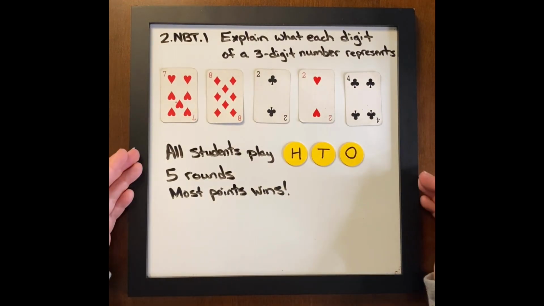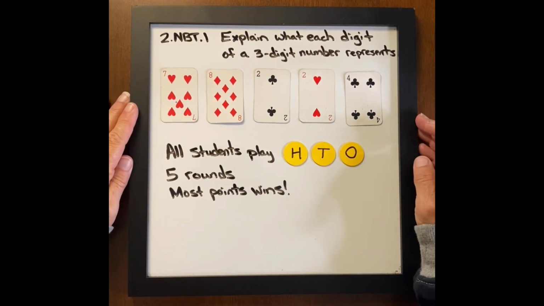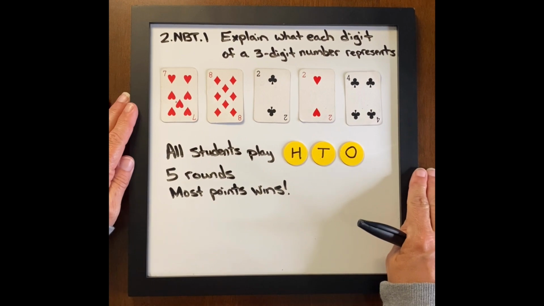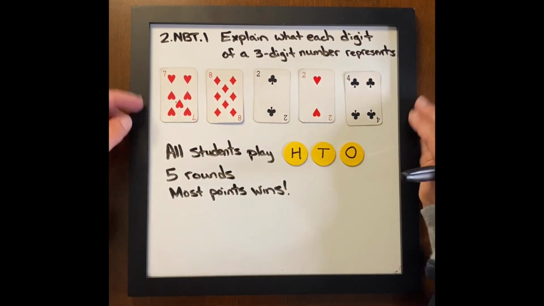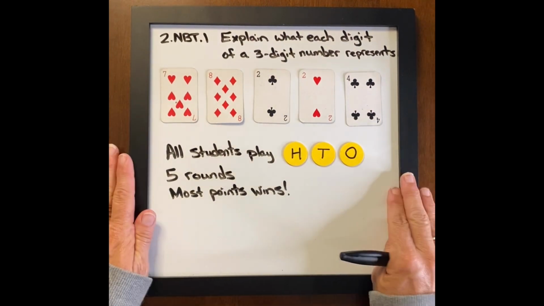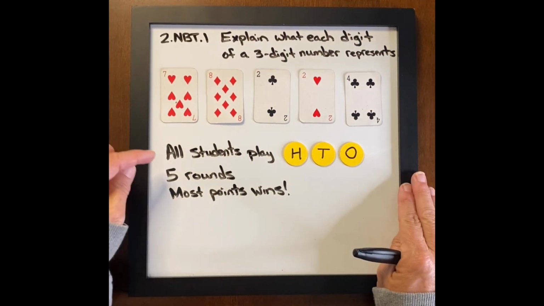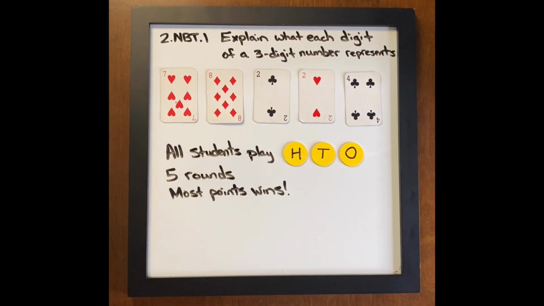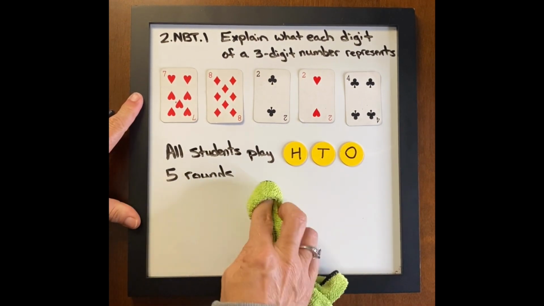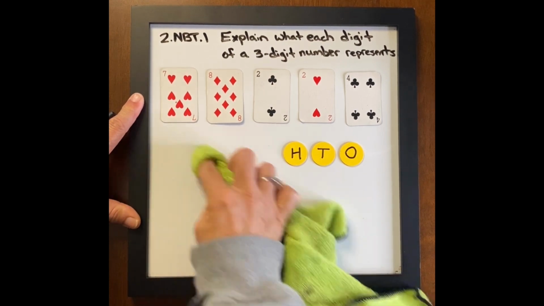Let's go ahead and grow the standard of explaining what each digit of a 3-digit number represents. The teacher is going to deal out 5 cards underneath a dot cam. Every student will have their own whiteboard because all students play this time. The class is going to do 5 rounds, and the most points after those 5 rounds wins. Now, because of that, we may have multiple winners in the class, and that is completely fine.